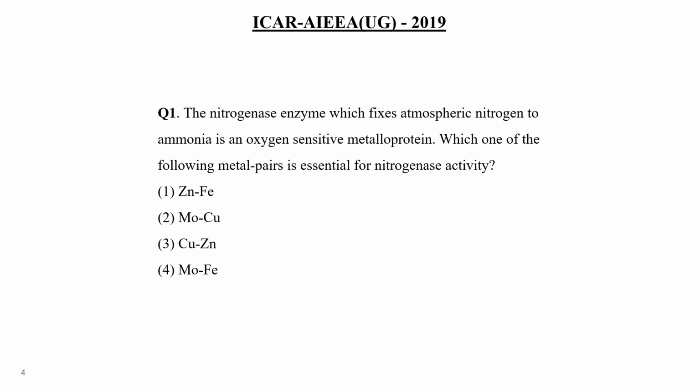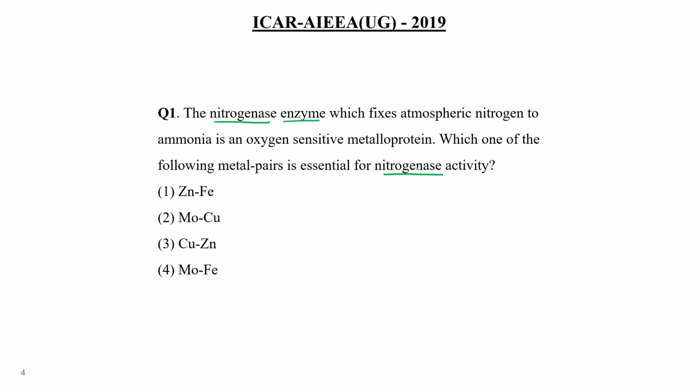Question number 1. Nitrogenase enzyme, which fixes atmospheric nitrogen to ammonia, is an oxygen sensitive metalloprotein. Which one of the following metal pair is essential for nitrogenase activity?